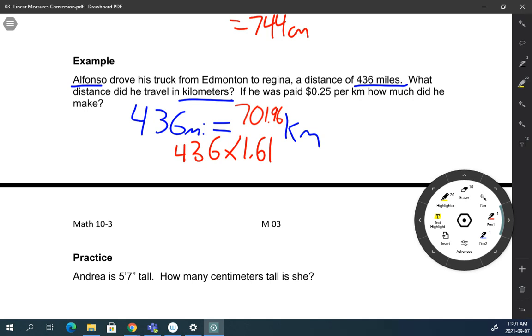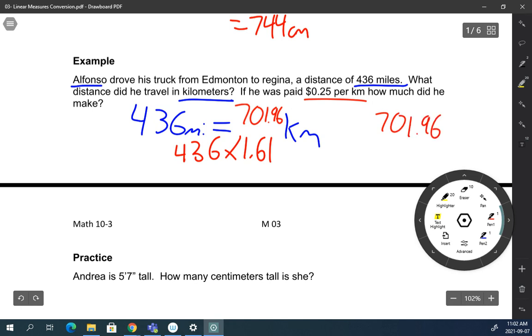Then lastly, this is somewhat a common sense question. If he paid 25 cents for every kilometer he drove, how much money did he make? If he traveled 701.96 kilometers and made 25 cents for every single one, we just need to times it by 0.25. For every one of those kilometers, he's getting 25 cents. That's $175 and 25 cents.